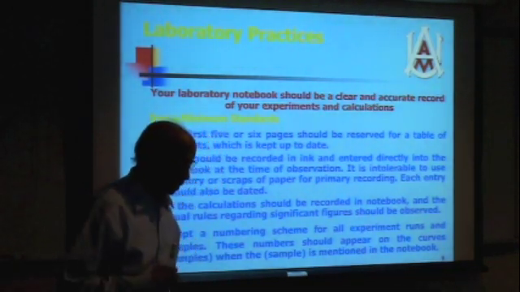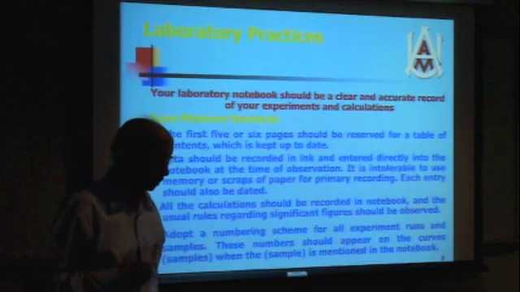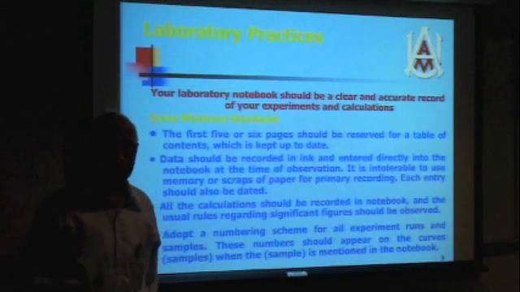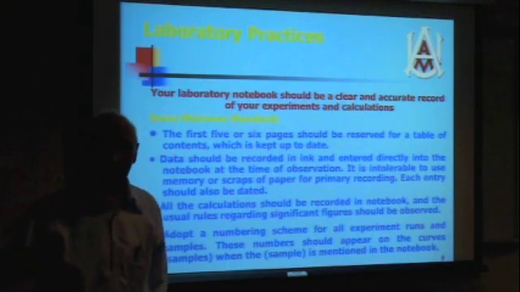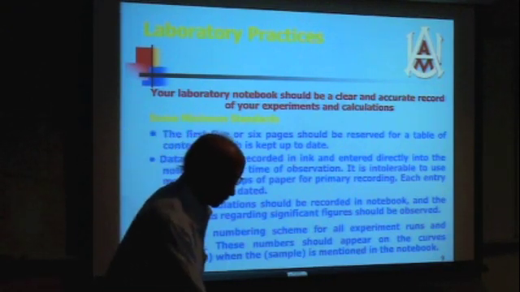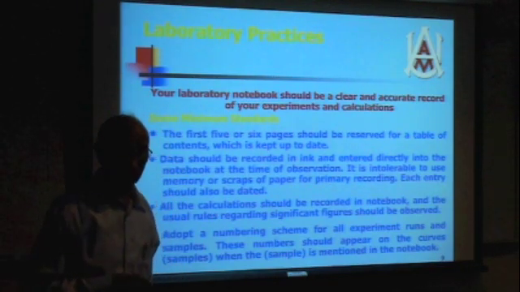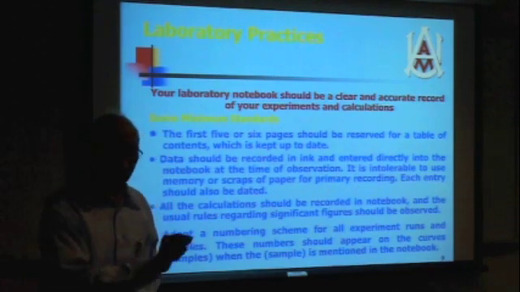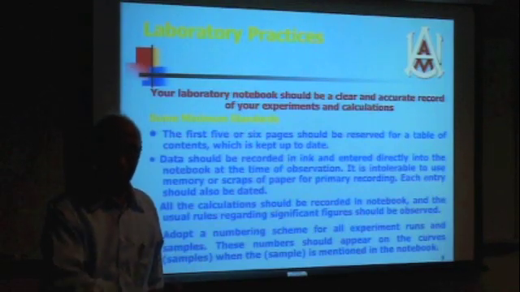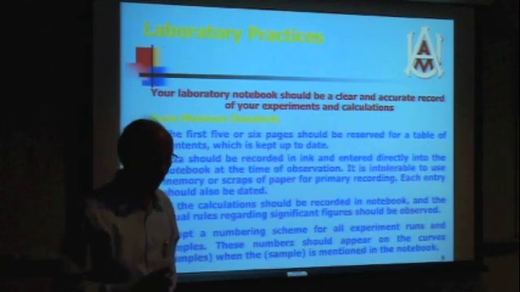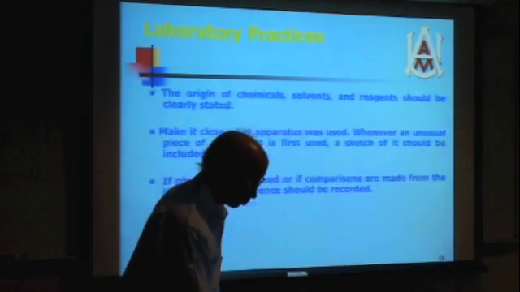Adopt a numbering scheme for all experiment runs and samples. You can generate your own scheme, that this is my sample number 1, this is my data number 2 or 3 or 4 or 5, whatever it is. These numbers should appear on the curves. Like if you are drawing a curve, then it should be clear that this data is in this figure or this graph, and when the sample is mentioned in the notebook, it should be mentioned in accordance with that.